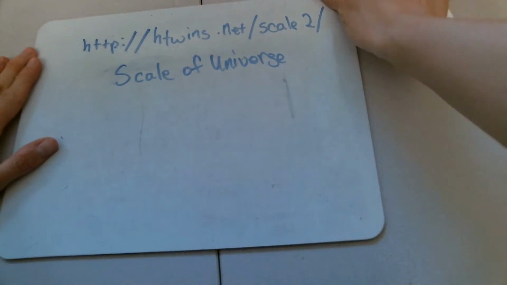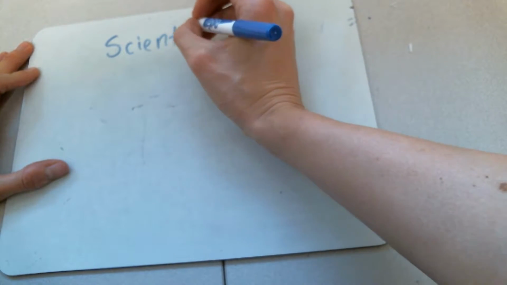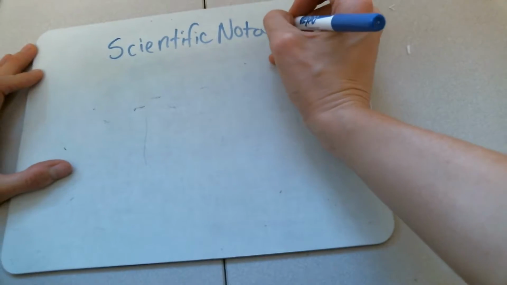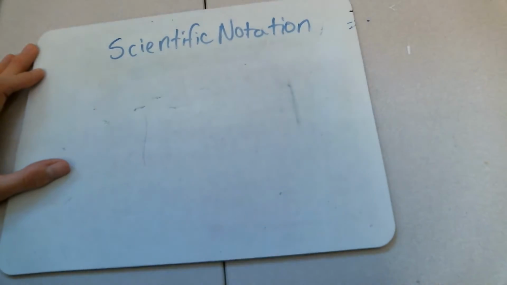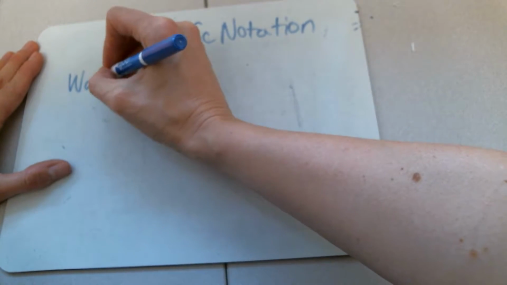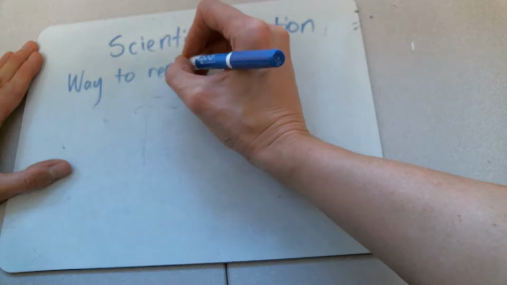So I'd like you in your notebooks to label this section Scientific Notation. And basically, scientific notation is a way to represent really large or really small numbers.